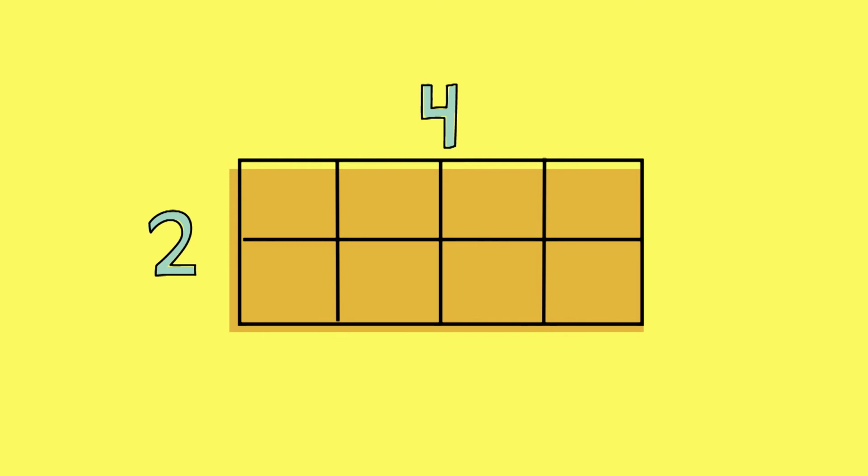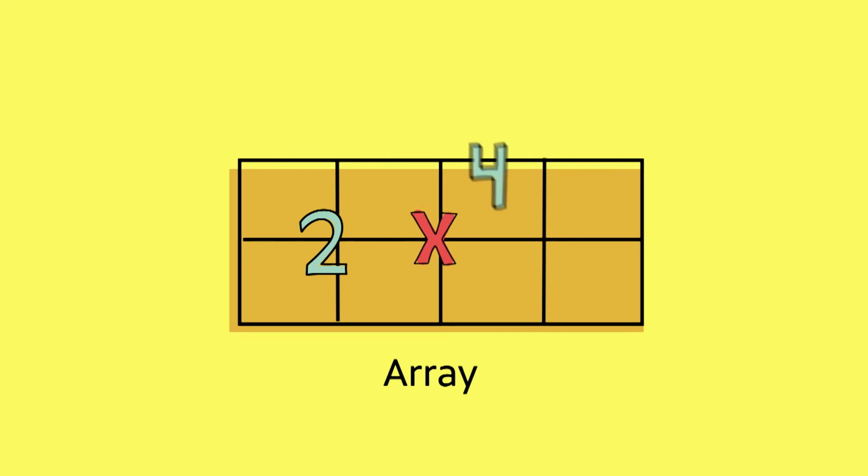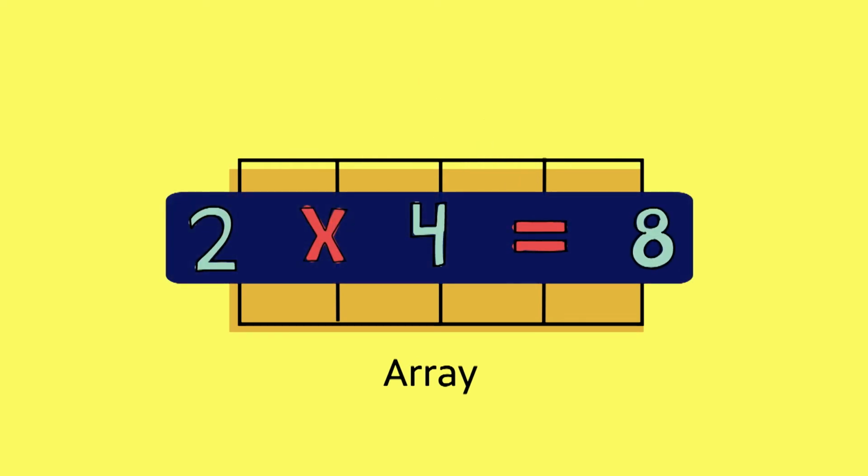Remember, this arrangement of equal rows and columns is called an array. We can represent this array with a multiplication equation. 2 times 4 equals 8. I like this design, but what if I decided that I wanted to turn it around? You do this on your paper. The question now is, did the number of tiles change? No. How do you know?